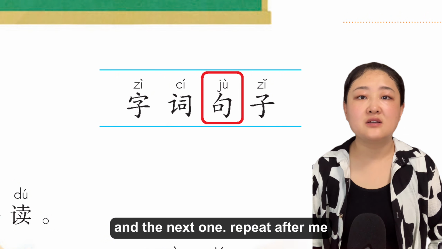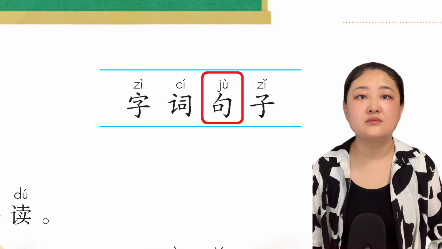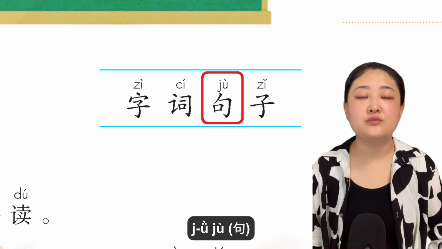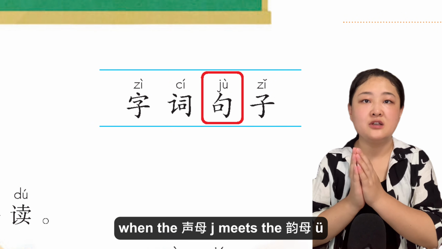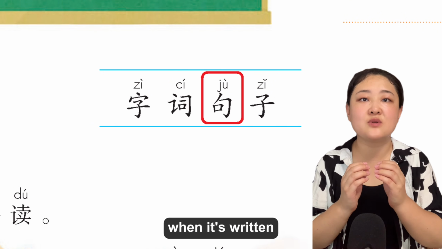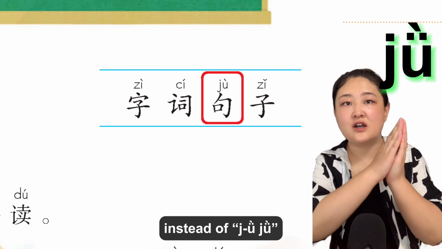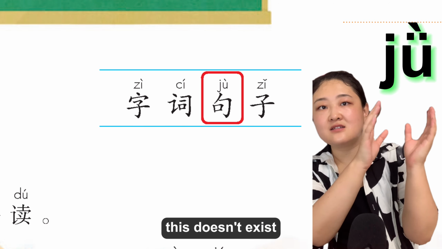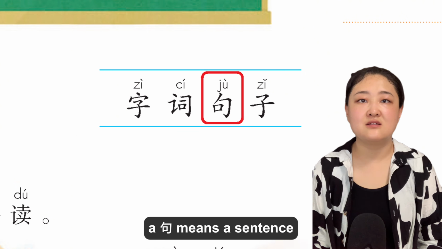And the next one, repeat after me. 句. Remember in the previous episode, we learned how when the 声母 j meets the 韵母 ü, the ü will have to lose the two dots when it's written. That's why here it is 句 instead of the version with the two dots. This doesn't exist. We don't write this way. A 句 means a sentence.